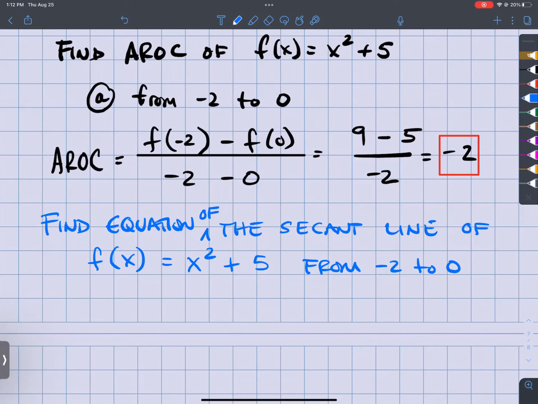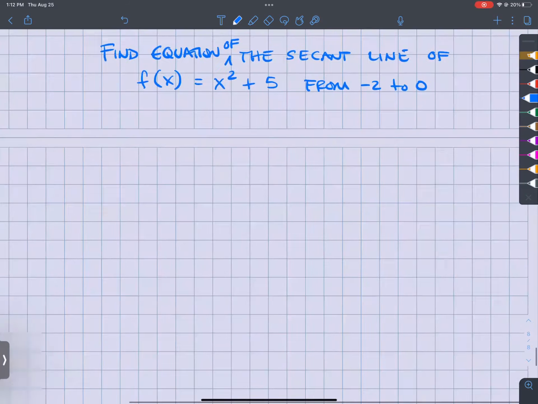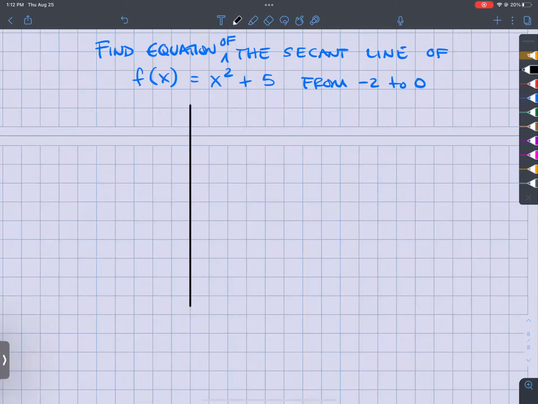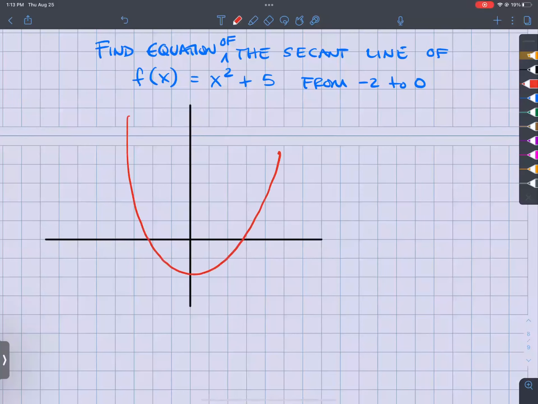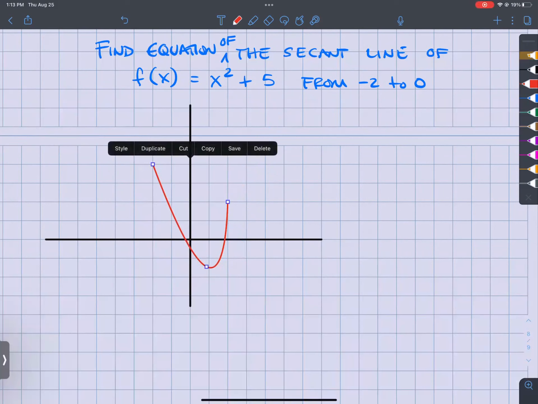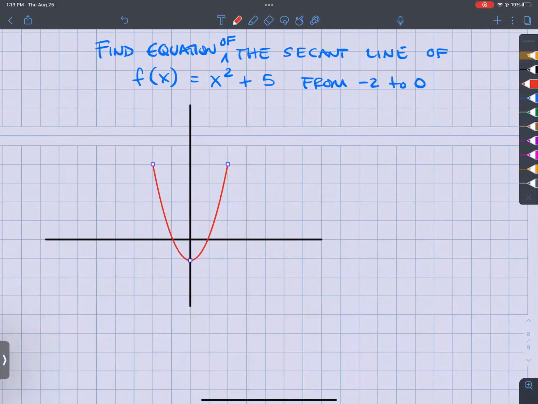So again, a secant line is what? It's a line that cuts, right? So if I have this, I have this, I'm assuming this is what this is. It's a smiling parabola. Actually, you guys all know what this is. Here's a parabola moved up 5 units, right? It should look something like this.